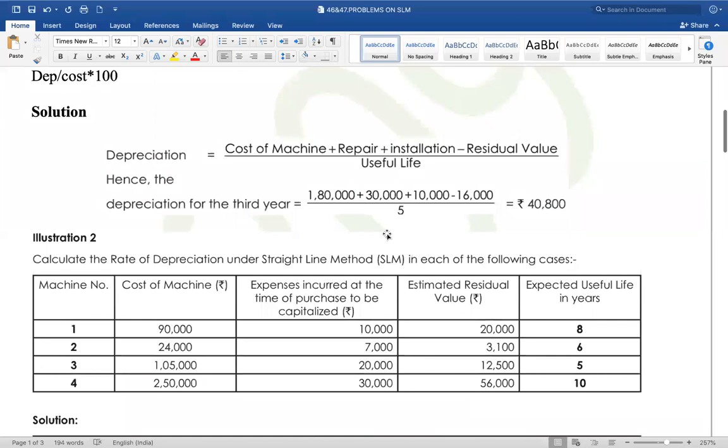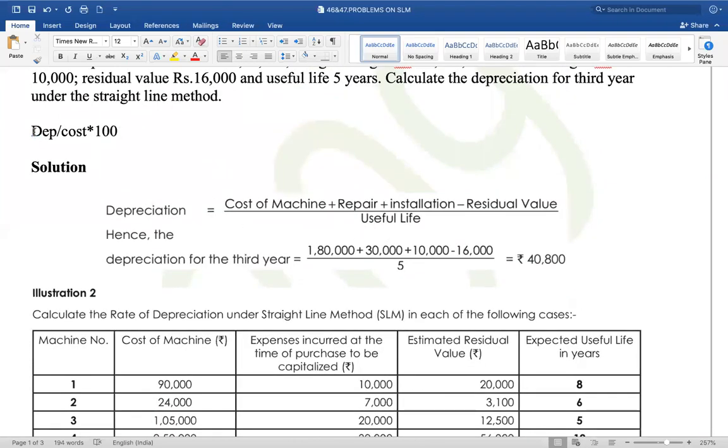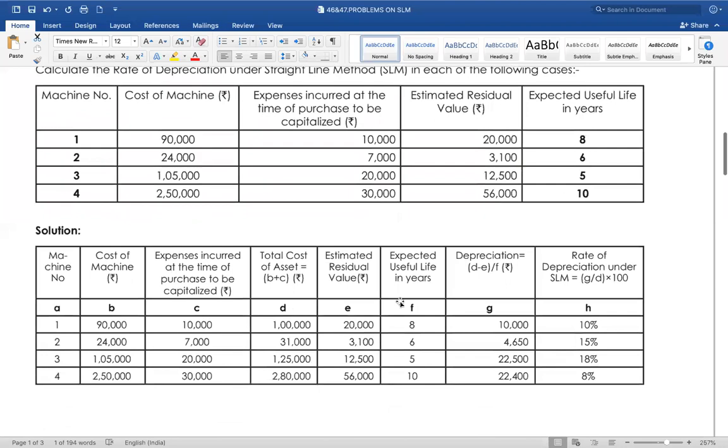The rate of depreciation is calculated like this: depreciation by the cost of the asset, multiplied by 100. That is the rate of depreciation. 10,000 by the total cost, 1 lakh, into 100 gives you 10%. That's the rate of depreciation.